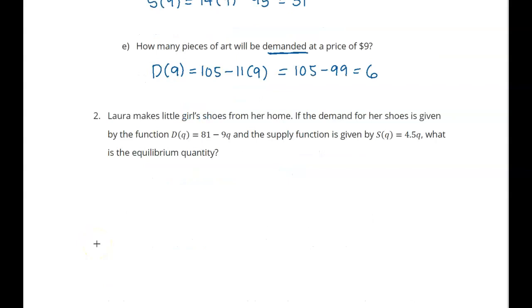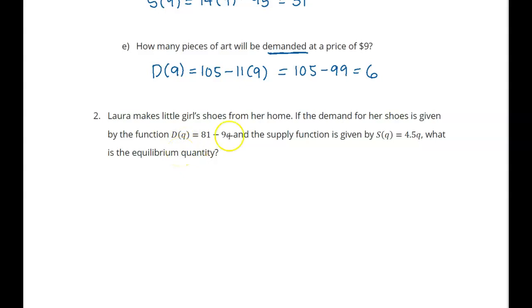Now let's consider another example. Laura makes little girls' shoes from her home. If the demand for her shoes is given by the function D of q equal to 81 minus 9q, and the supply function is given by S of q, which is equal to 4.5q, what is the equilibrium quantity? So the q here is the quantity.